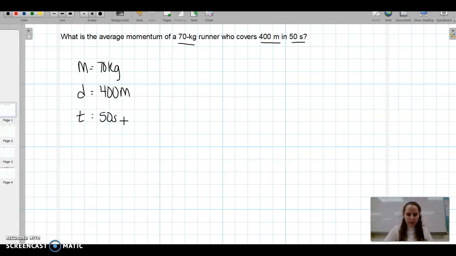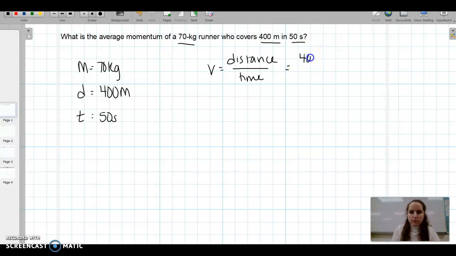So this is one of those problems where you really need to think back to what we talked about previously, which was linear motion. With linear motion, we said that velocity was equal to distance over time. We're given a distance and we're given a time, which means that we can solve for velocity.